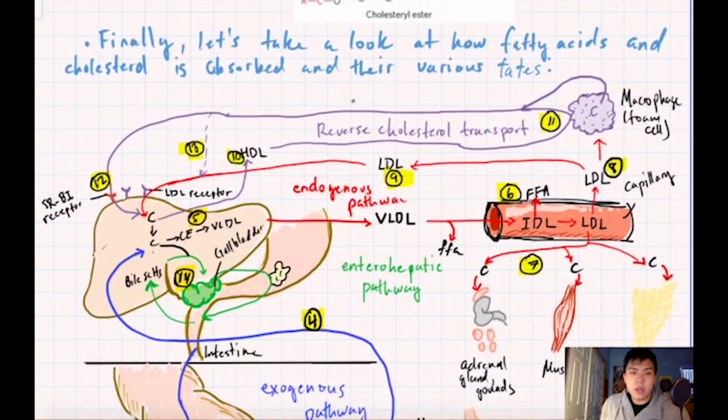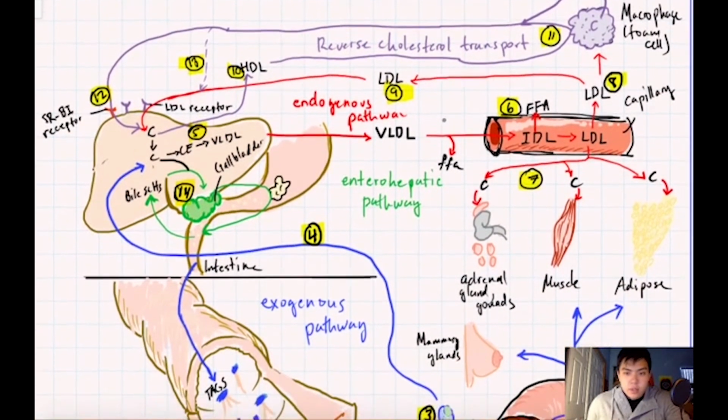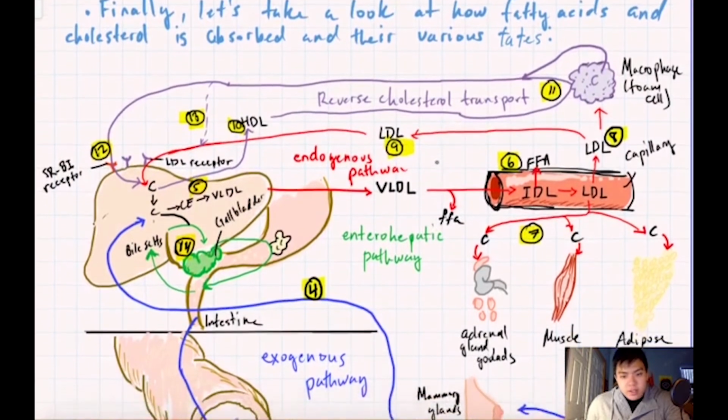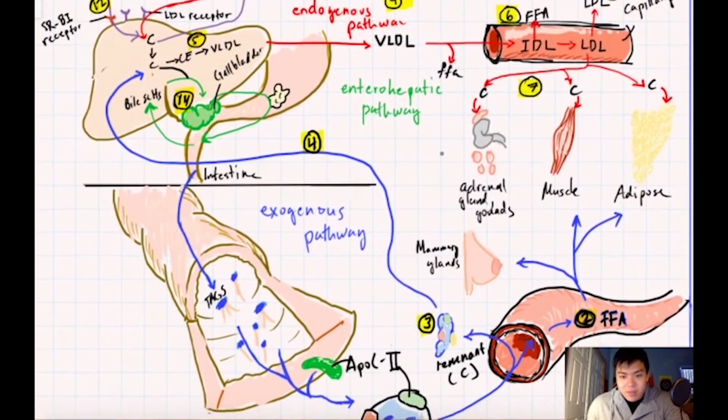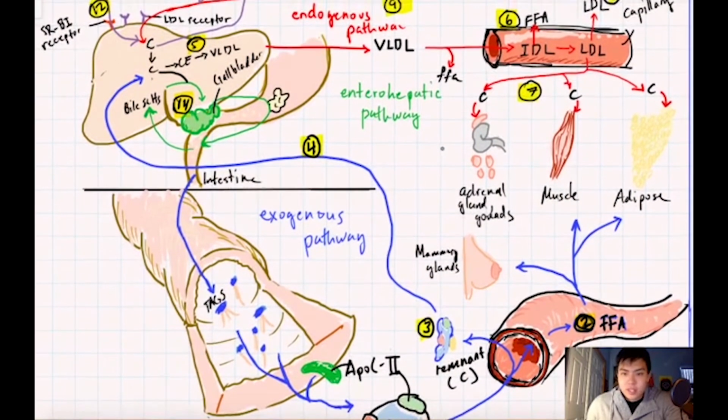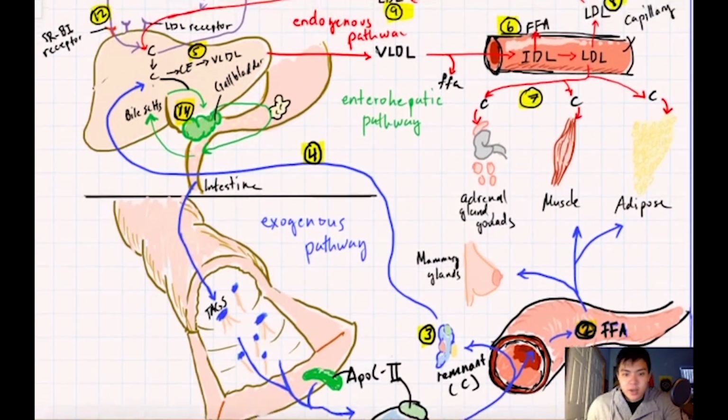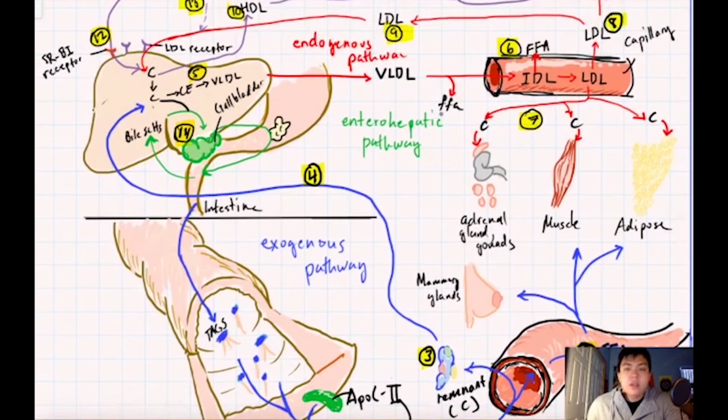Okay, so let's take a look at how fatty acids and cholesterols are actually circulating in our body when we ingest them from our diet. I drew this because it took such a long time, but I couldn't find a good picture on the internet, and I really like this picture in our textbook.